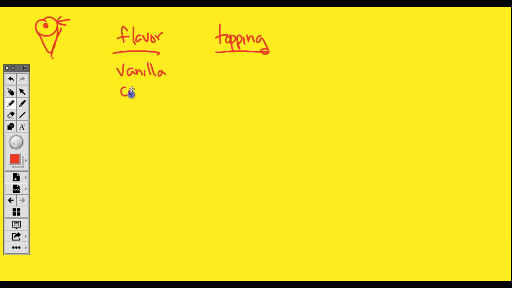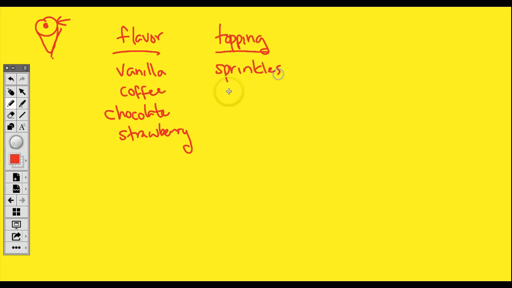Vanilla, not my favorite. Coffee, sometimes I like it. Chocolate is always my favorite. And then strawberry. I hate strawberry. I don't know if it tastes weird. Okay. Topping is sprinkles. Maybe Reese's Pieces. Maybe gummies, like a gummy bear. So we have 3 toppings and we have 4 flavors of ice cream, okay? So how many different kinds of ice cream can I get?